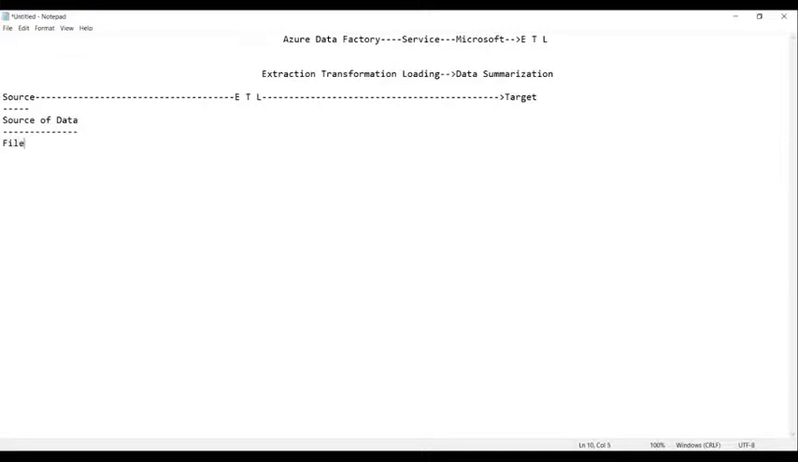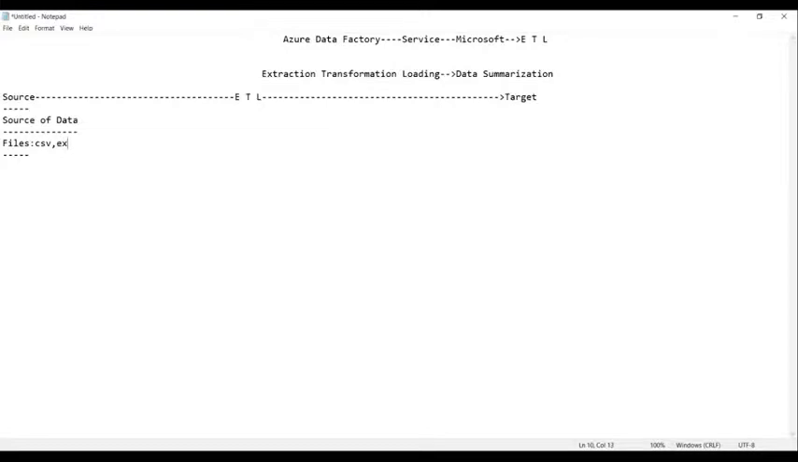We get the data from files. What files can we have? We can have CSV files, comma delimited files. CSV itself is called comma separated value files.